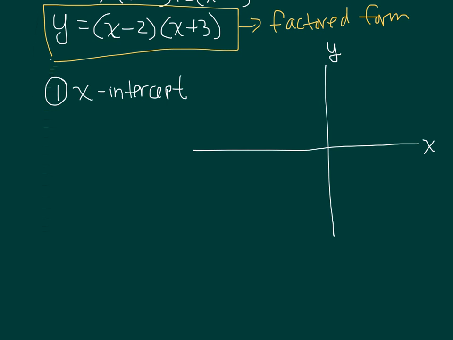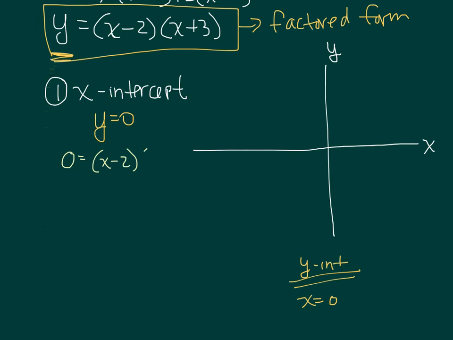Okay, so let's first talk about what a y-intercept is, which we've done before. A y-intercept is when x equals 0, right? Whatever y is when x equals 0. So an x-intercept, therefore, must be when y equals 0. So what I'm going to do is plug in 0 for y, and I'm going to get 0 equals x minus 2 times x plus 3.